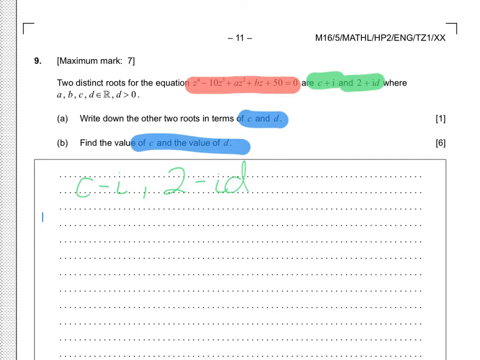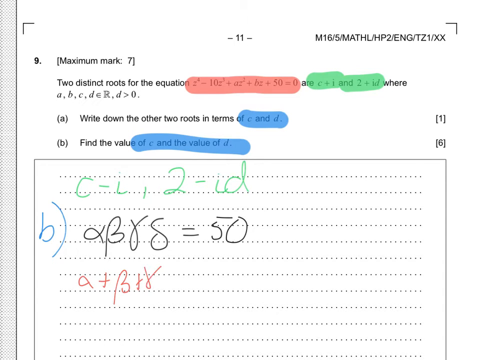Okay, part B, find the value of C and D. And this is where Vieta's comes into play. We know from Vieta's formula that if you multiply, in this case there are 4 roots, alpha, beta, gamma, delta. If you multiply them together, you will get 50, the last coefficient. And if you add them together, you get minus minus 10, so 10.